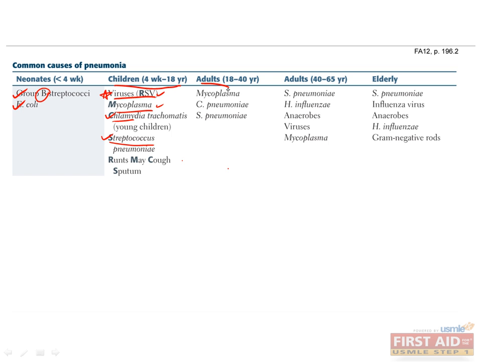Pneumonia in adults is often due to similar organisms as pneumonia in children, including Mycoplasma, C. pneumonia, and S. pneumoniae. The only difference really is that adults aren't likely to get it from RSV. Older adults above the age of 40 can get pneumonia from Strep pneumoniae and Mycoplasma, but are now also likely to get it from H. flu, anaerobes, and viruses. Finally, in the elderly, the most common source of pneumonia are S. pneumoniae, influenza, anaerobes, H. flu, and some gram-negative rods.